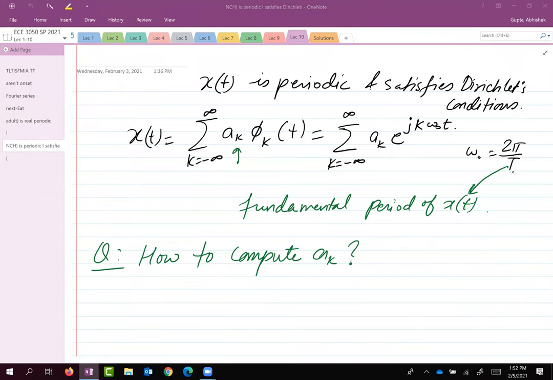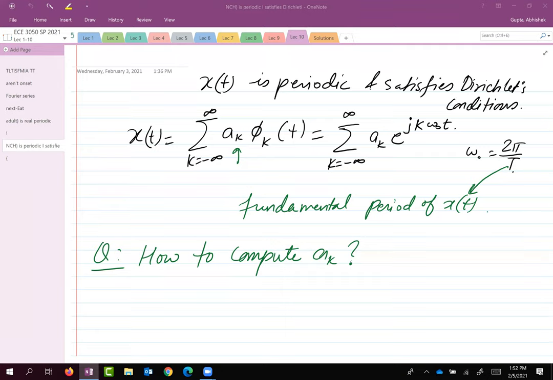Okay, so in the previous class, we were talking about periodic signals. And one of the things we talked about was if you take harmonically related complex exponential signals and take a linear combination of them, you get a periodic signal. And that part was easy, that's straightforward.